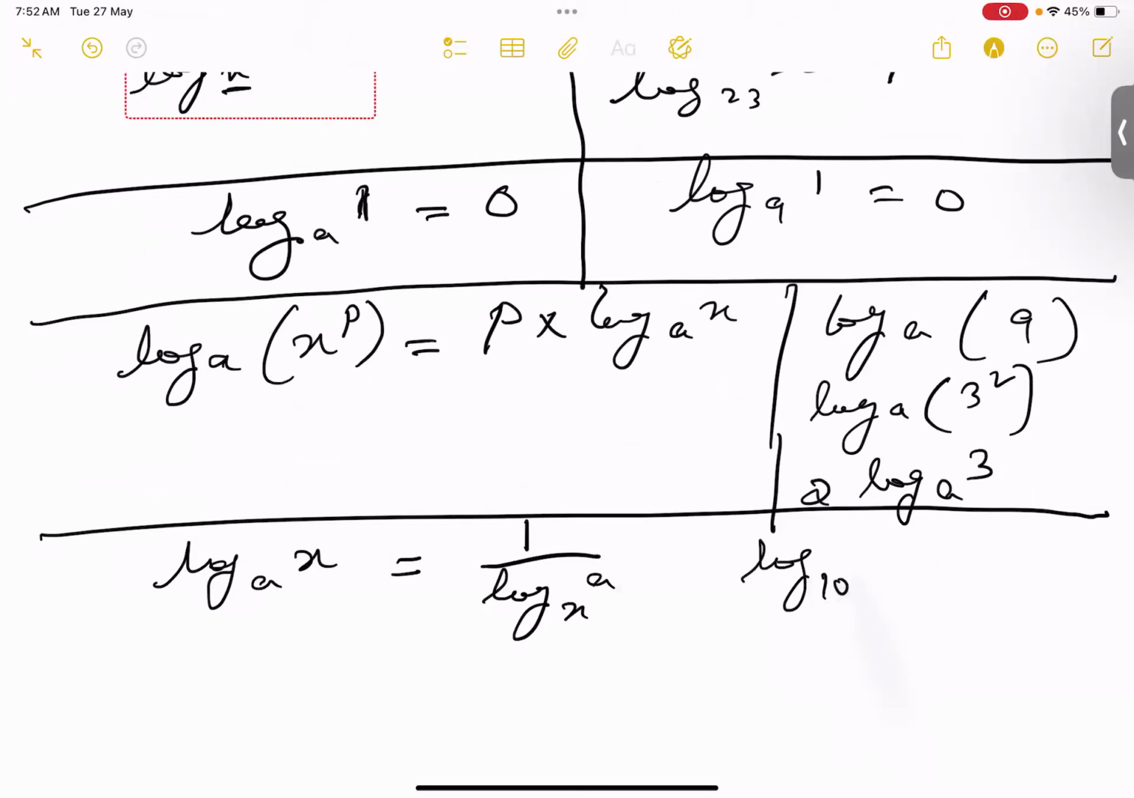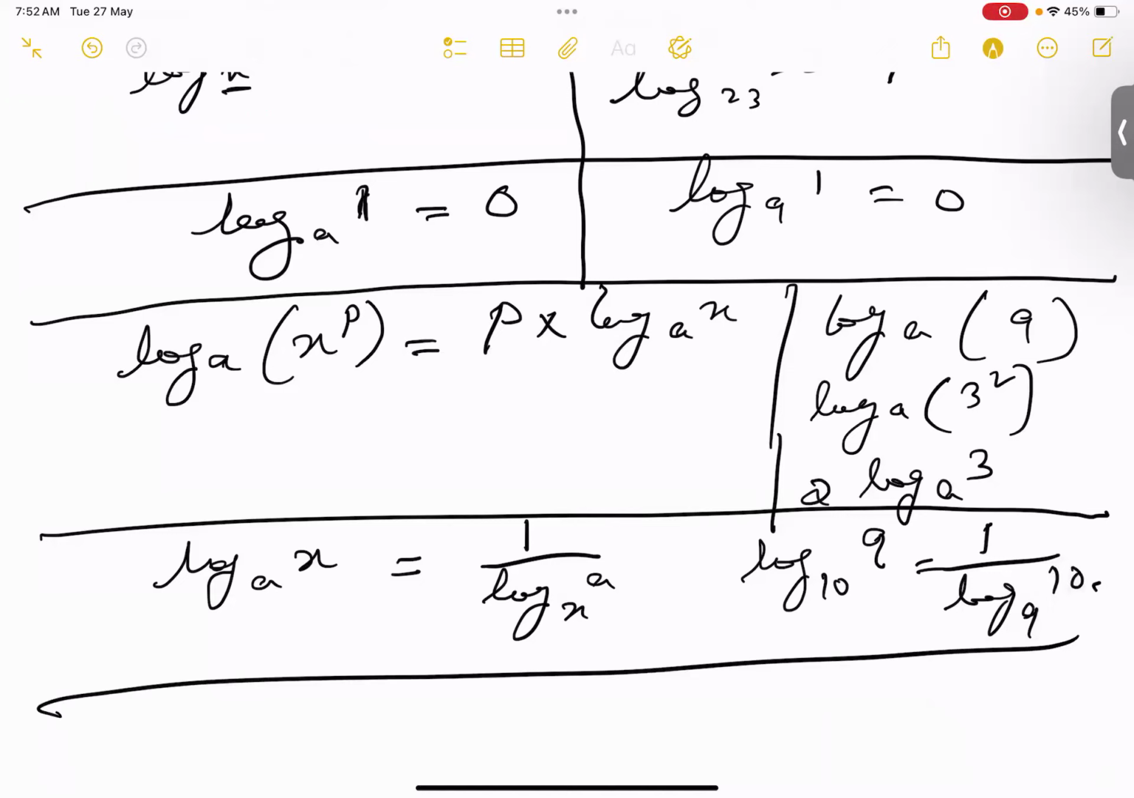Log base 10 of 9 is equal to 1 by log base 9 of 10. So this is how the formulas are used in logarithm, okay? We won't try to solve it.